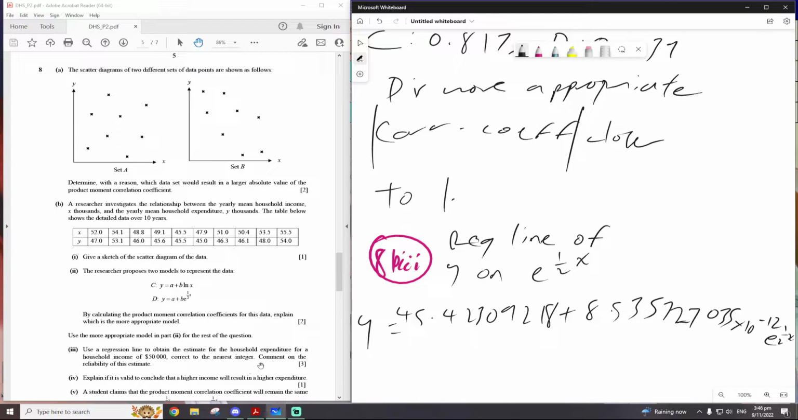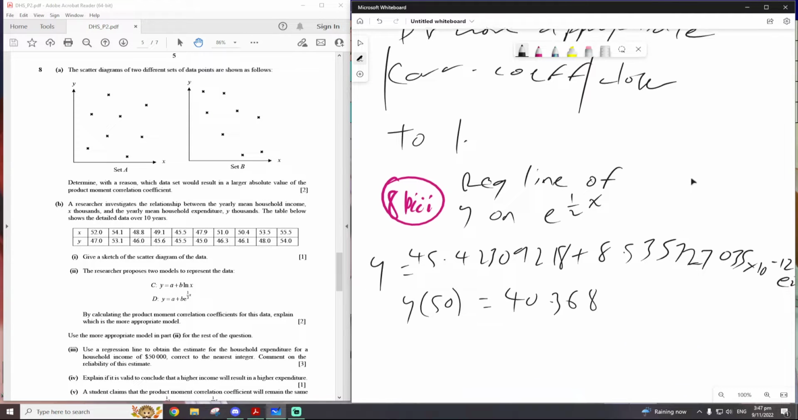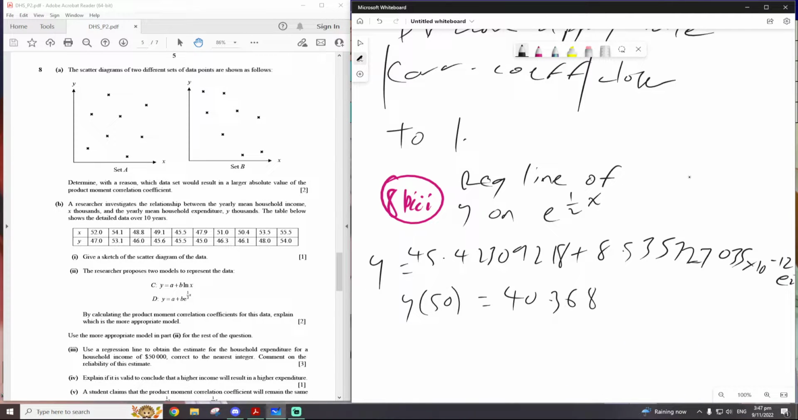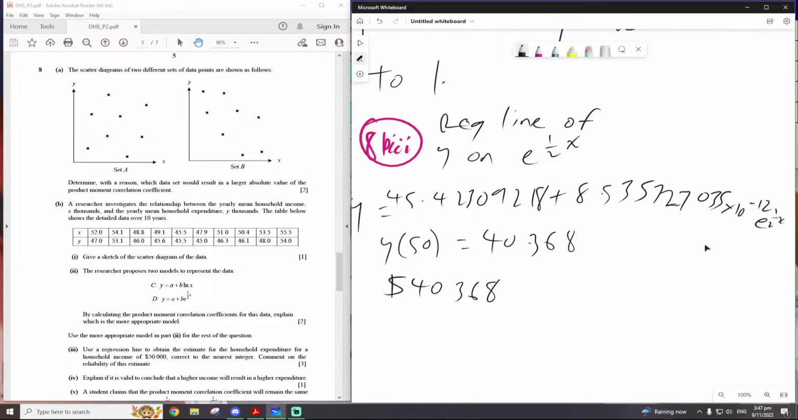To get the household income of 50,000, we have given that, so we find the expenditure. So y, 50,000, and you will get 4, or rather no, you put 50 because the thing is measured in thousands. You will get 40.368. Okay, so therefore the estimate is $40,368. I think they will accept $40,400 also, because 3SF.